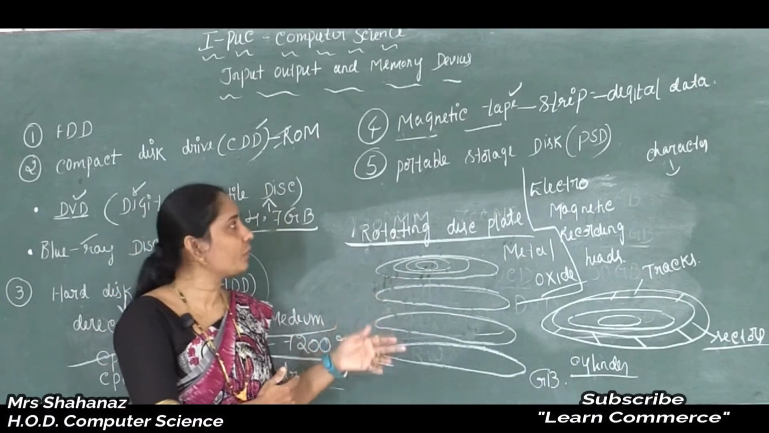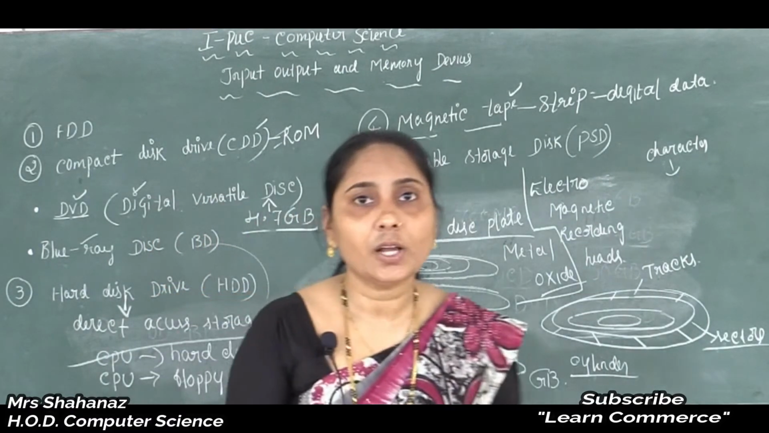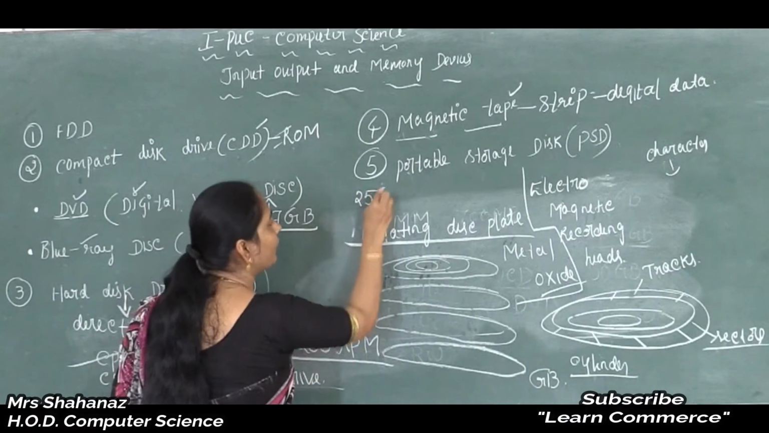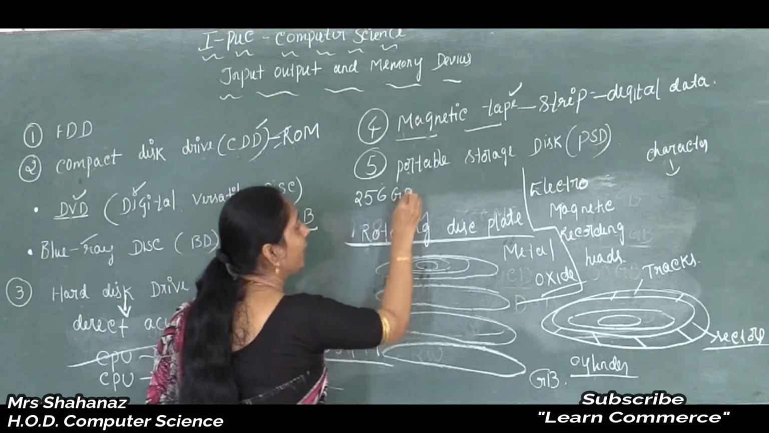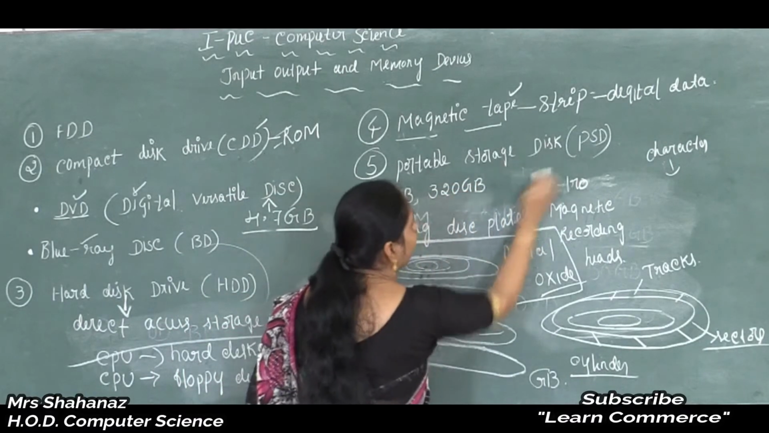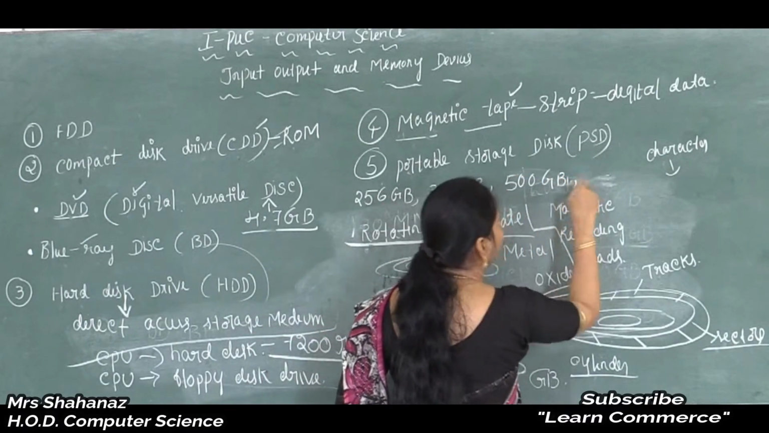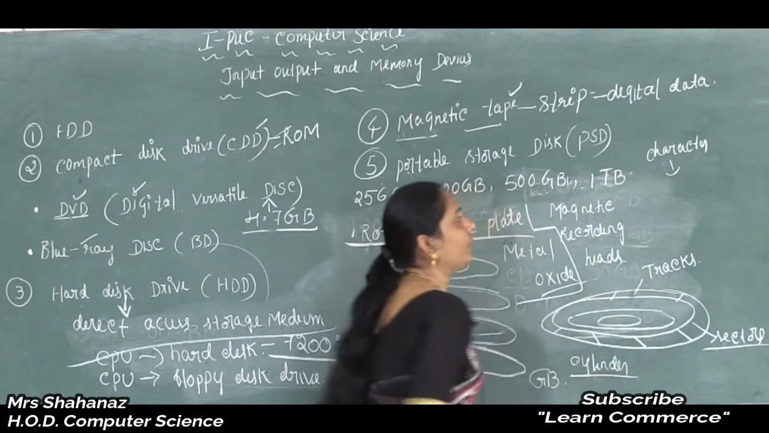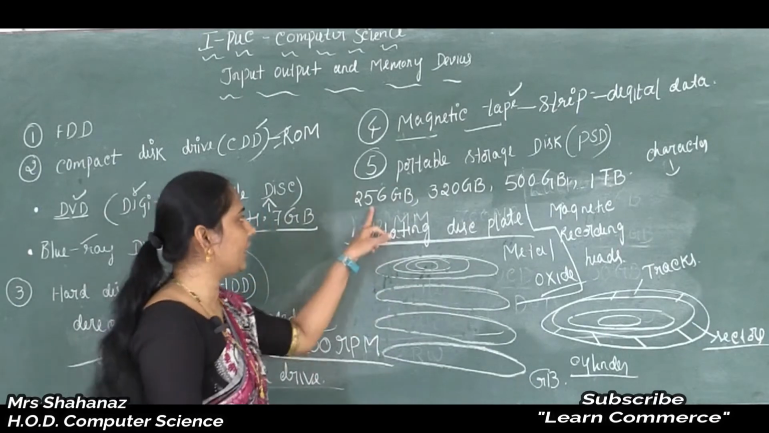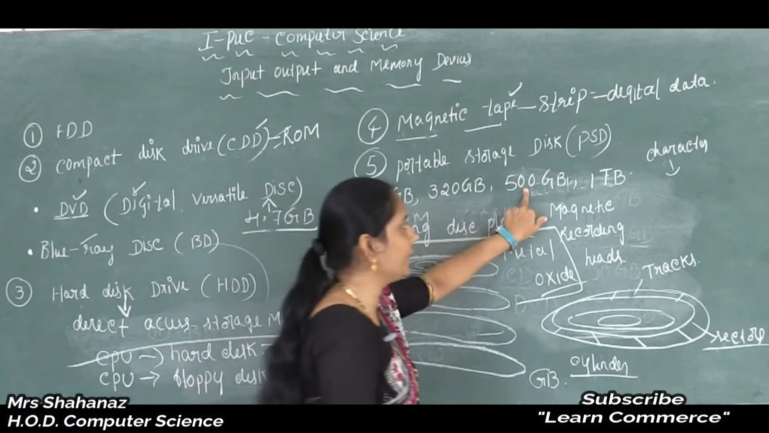So what's the size of the PSD? We can say that the fixed size of our PSD here can be about 256 GB, otherwise we can get 320 GB, otherwise about 500 GB, and finally we will also get 1 TB of the PSD. So clear this point here? So why did I write each and everything: 256 GB, 320 GB, 500 GB, 1 TB.